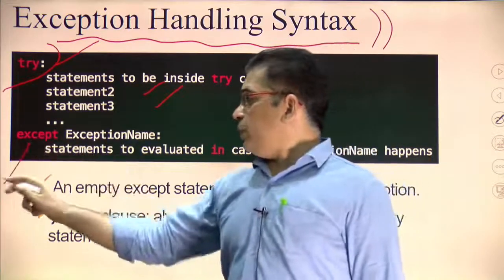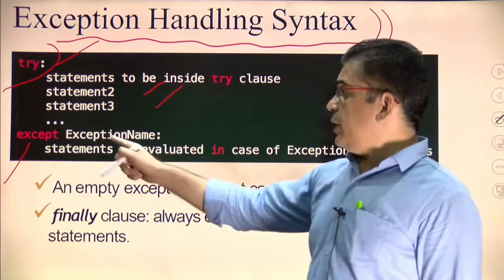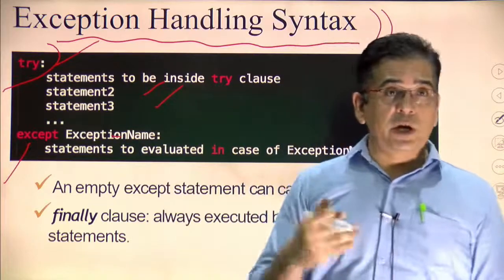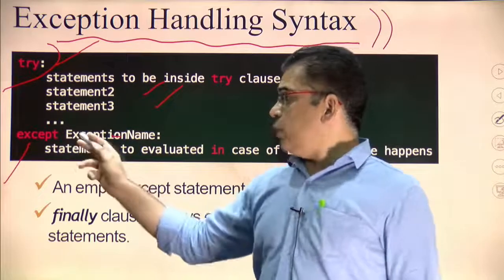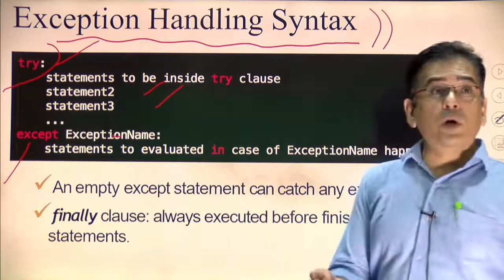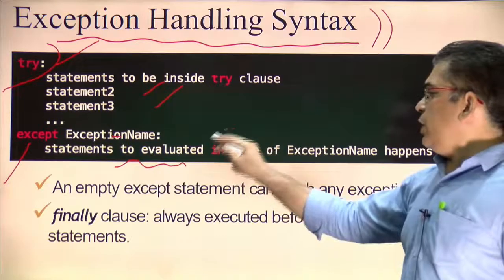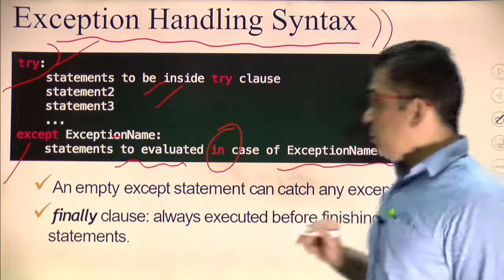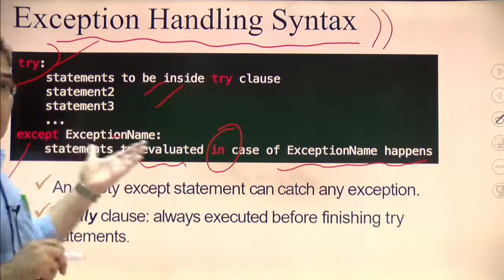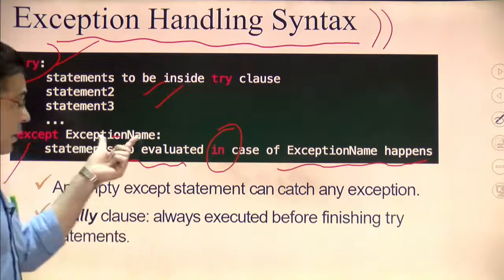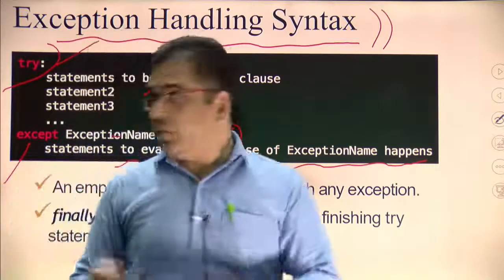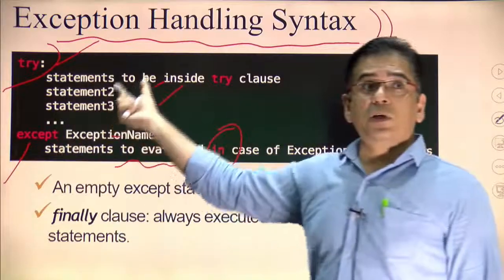Then the except keyword. The except keyword first contains the name of the exception, like I have told you: arithmetic exception, floating point exception, indentation exception. So you have to write the name of the exception in the except block. After that, you write what statements to execute in case the exception happens. If the try block raises an exception, then this except block accepts that exception with the particular exception name given here and performs some unique operation defined by the programmer to handle the exception raised from this block.